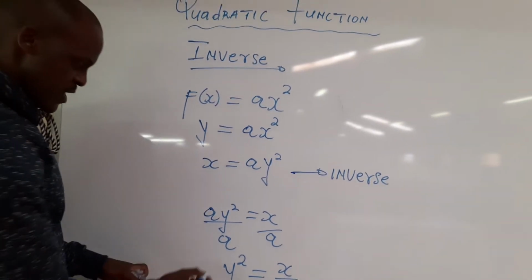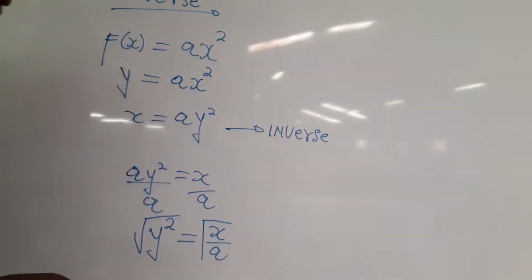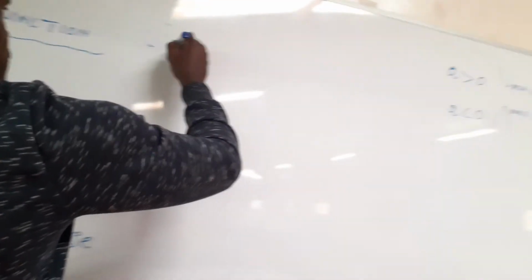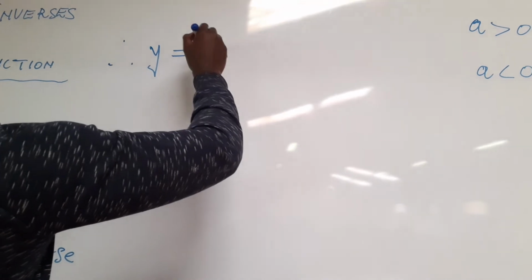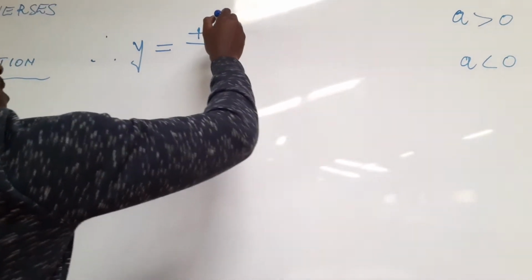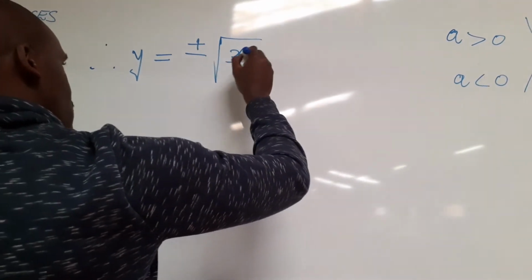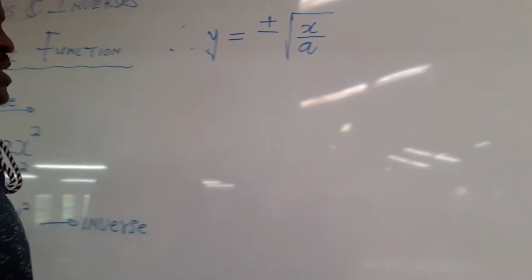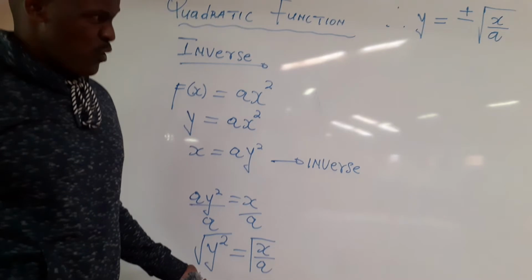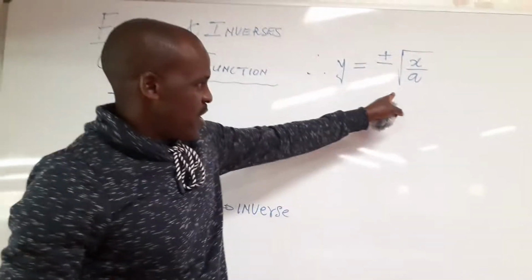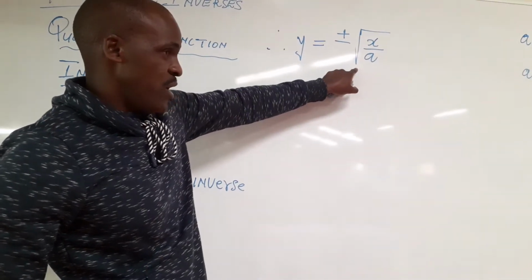For y to be the subject, we are to get rid of squared there by putting a square root. Therefore, our y will be equal to plus or minus square root of x over a. That's the inverse. Meaning that the inverse of a quadratic function will have a root sign.